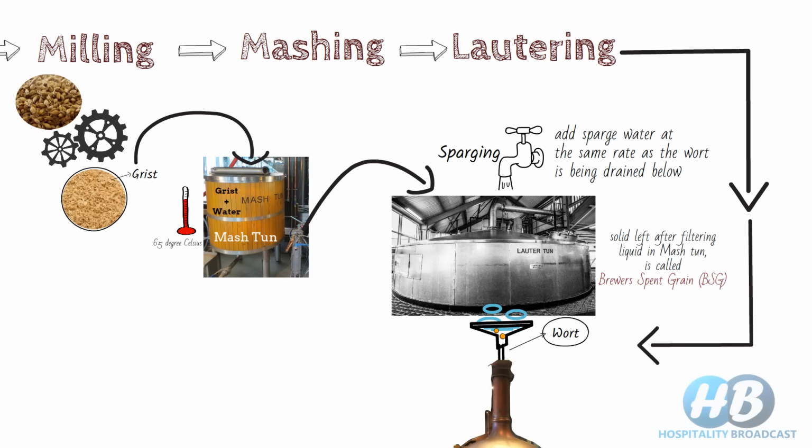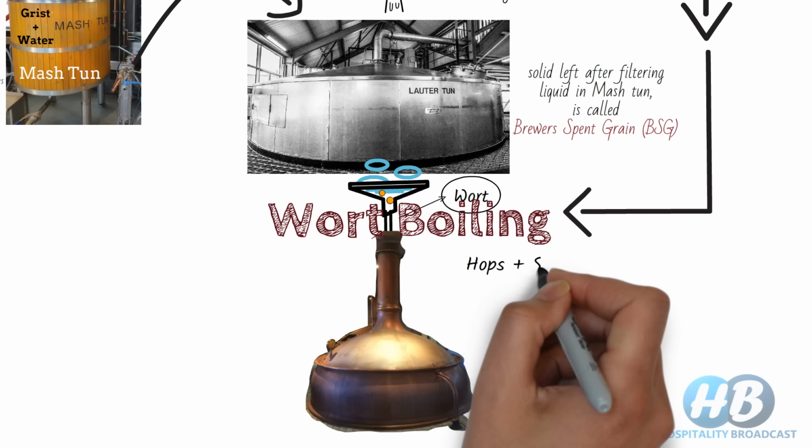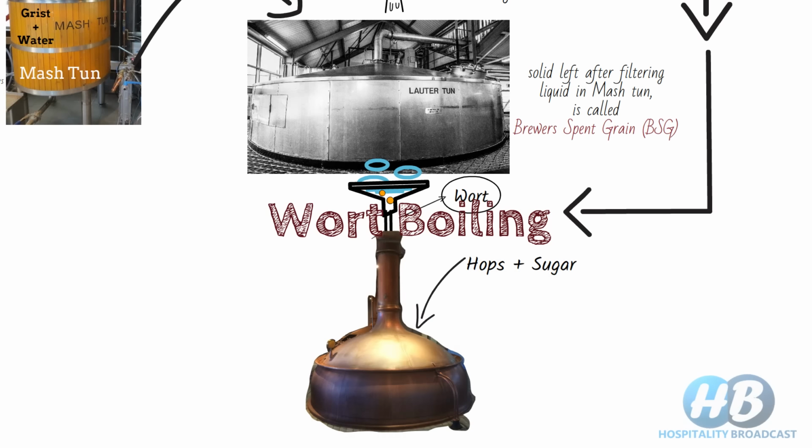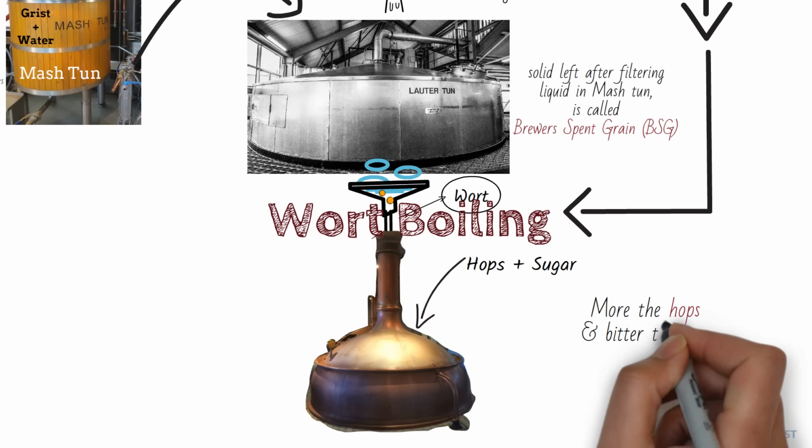Now, in the next step, this wort is boiled in huge copper or stainless steel kettle for around 2 to 3 hours and continuously stirred. Hops and sugars are added at different stages of wort boiling. The taste of beer depends on the type and the amount of hop and sugar added. More the hops, bitter the beer.